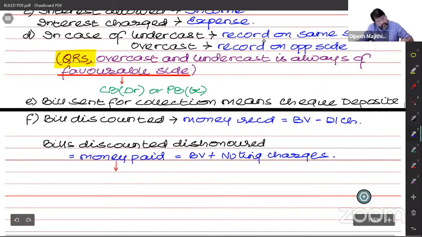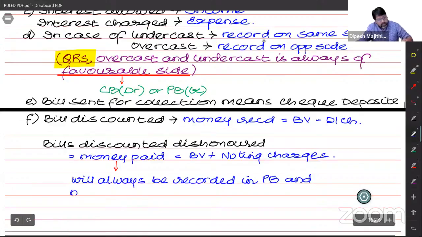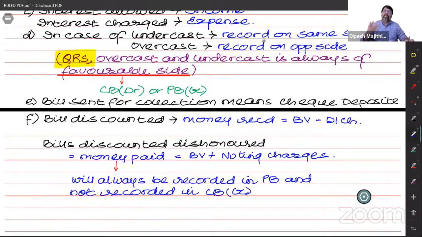Money paid will always be recorded in the passbook and not recorded in the cash book credit side, because bills discounted are dishonored.